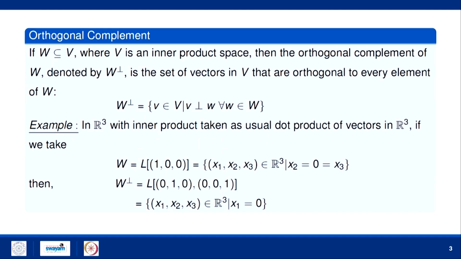Now, what is an orthogonal complement? Take W as a subset of an inner product space V. Then the orthogonal complement of W, denoted by W with the orthogonal symbol in superscript, is the set of vectors in V that are orthogonal to every element of W. That is, W-perp is the set of all vectors v belonging to the inner product space V such that v is orthogonal to w for all w belonging to the set W.